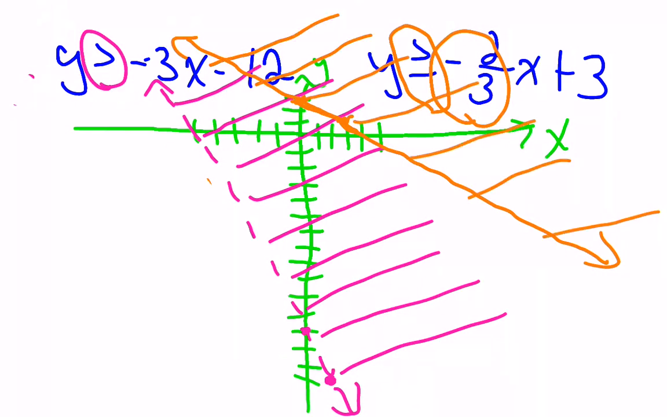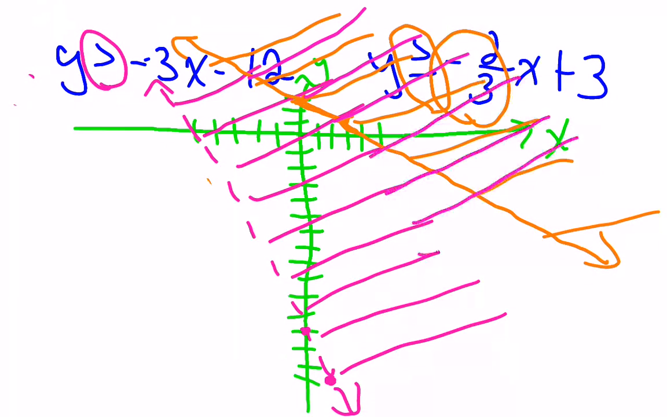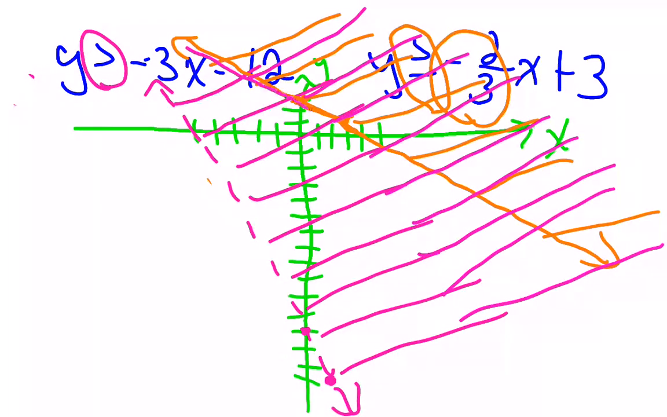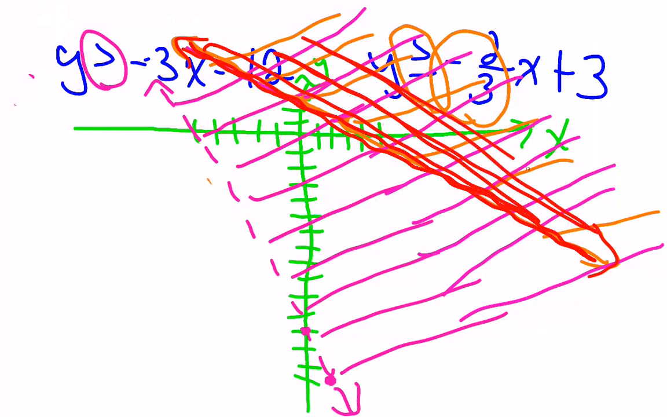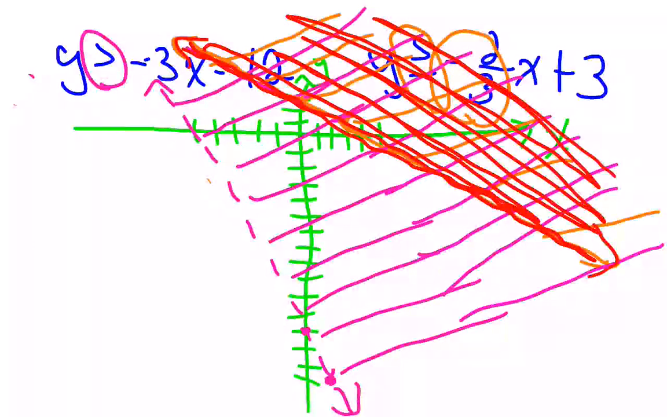overlap. What happens is this line should have been continuous, and with that, the actual answer is just where the shadings overlap. So the answer really is, from this line that we drew, going to be everything out here.